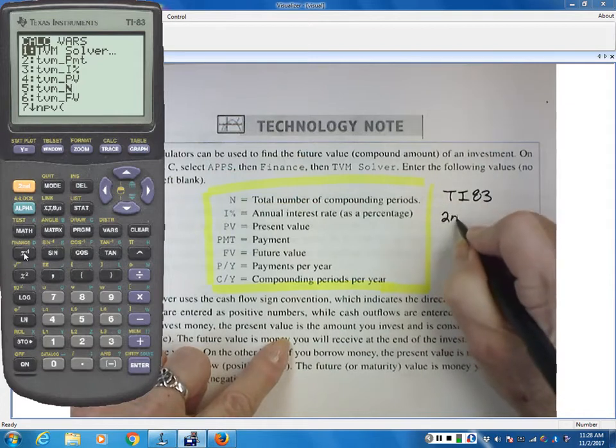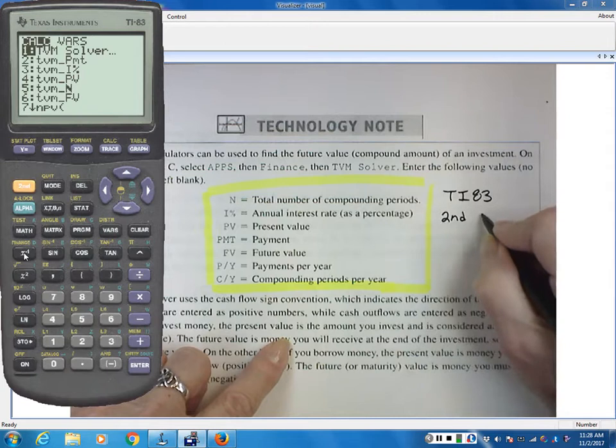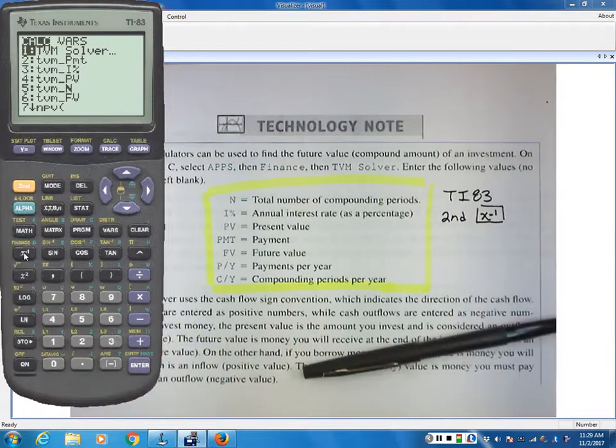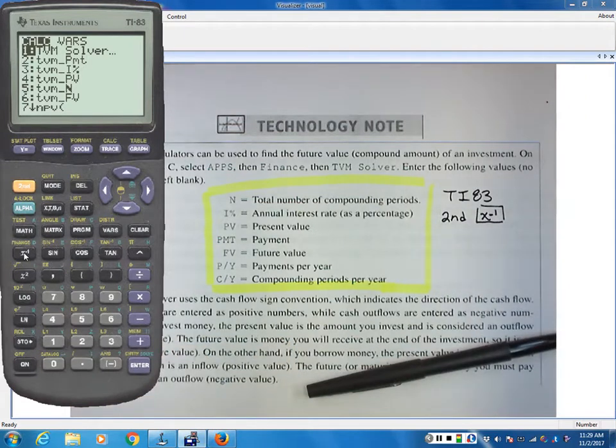How do I do it on this one? You just go to apps, on the second apps or something? Yeah, I was going to ask you what yours does, because I just have to do it in this business class, but I forgot how to do it. Let me see yours. There it is. Second Finance. Just hit apps, hit finance. Yeah, TVM solver. Yeah, okay.